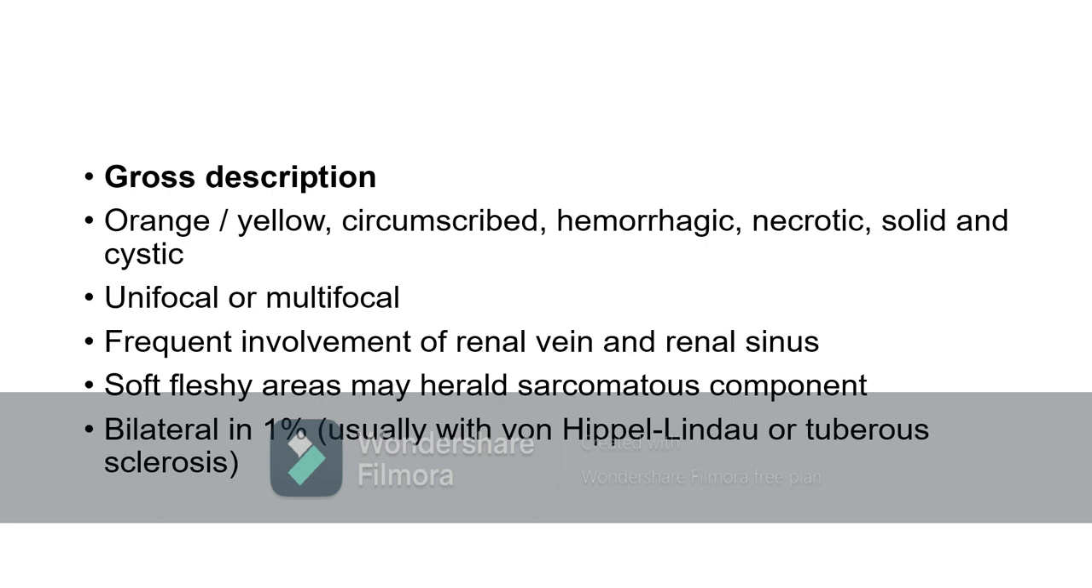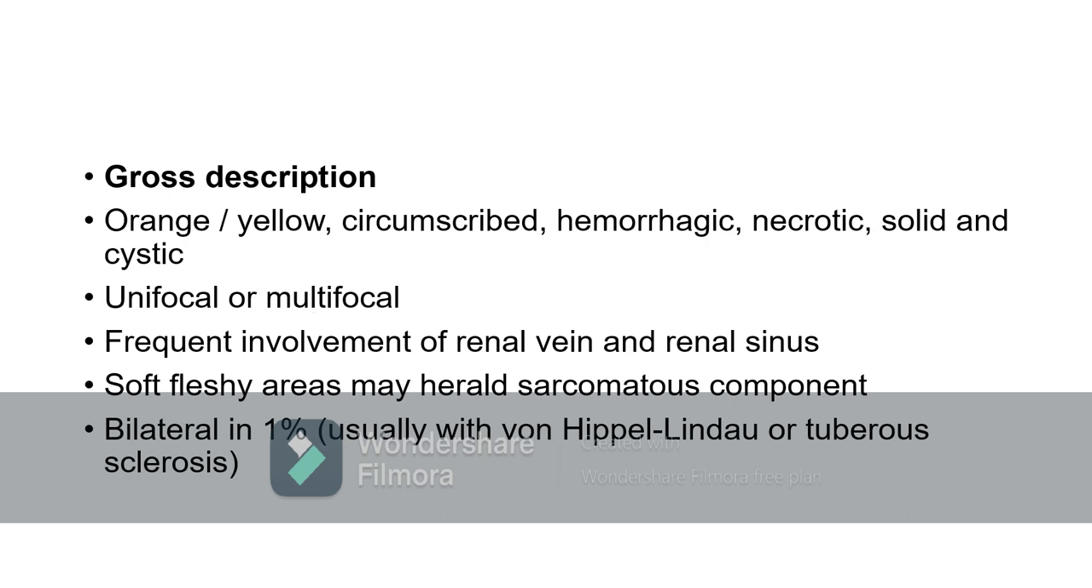And the tumor mass is orange to yellow in color. It is well circumscribed, hemorrhagic, necrotic, solid, and cystic. So why is this tumor yellow in color? It is due to the lipid accumulation inside the cell. Usually it is unilateral, and it may be unifocal or multifocal.